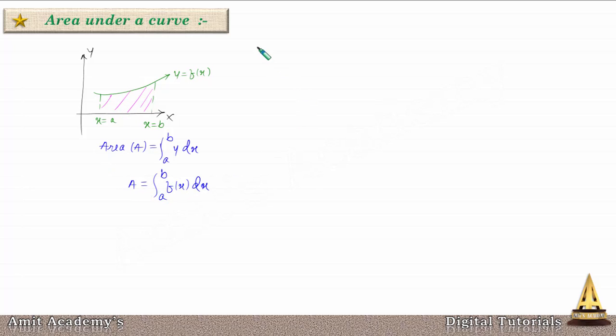Now students, we'll take another example. Suppose this is the x-axis, this is the y-axis, and this is a curve whose equation is y equal to f of x. This is a line whose equation is x equal to a, and this is a line whose equation is x equal to b. And we have to find the area enclosed by this curve, the x-axis, and the lines x equal to a and x equal to b. It means we have to find this much of area.